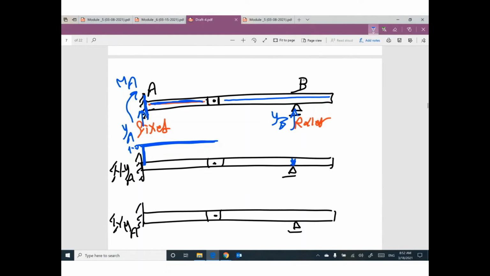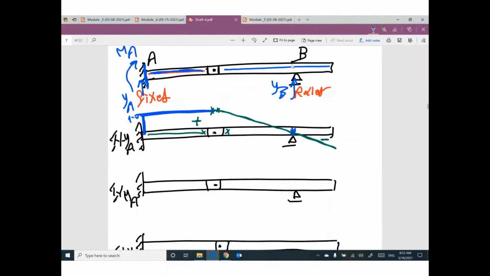What will happen? Okay, at this connection, we have 2 sides. The left side moved up, following this part. The right side must move up with the same value. So the new position of this part will be like this. Negative, positive. Influence line for MA.